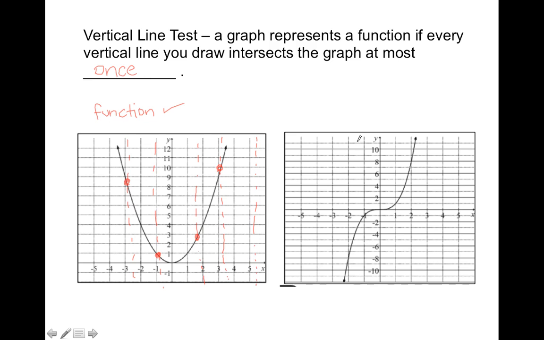Okay, same thing with this one. Draw your vertical lines. You can definitely draw more of them, but I think just from this one you can see that it does pass the vertical line test because each vertical line that I draw crosses the graph at most one time.